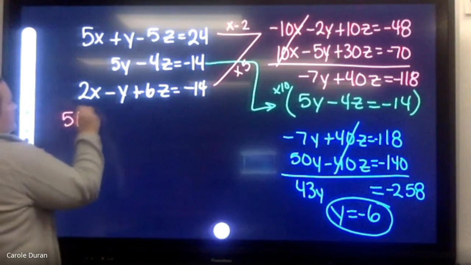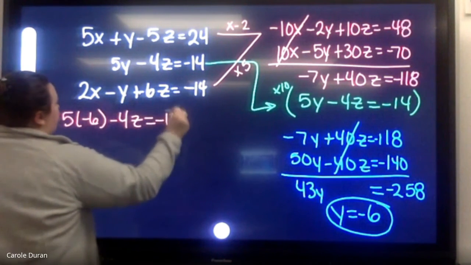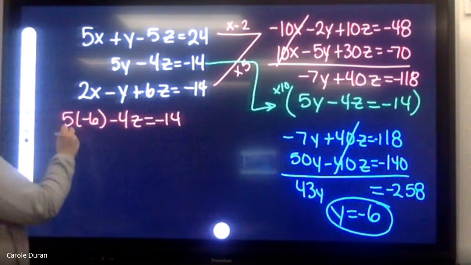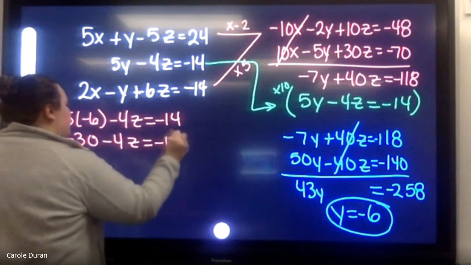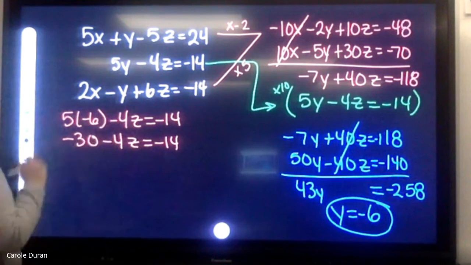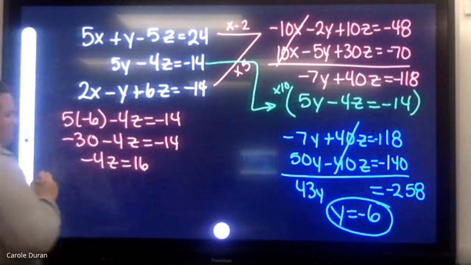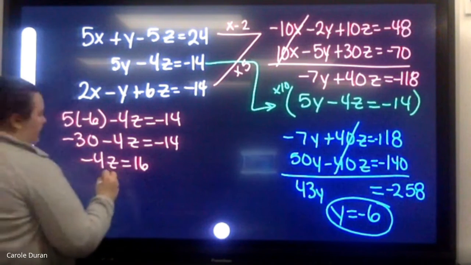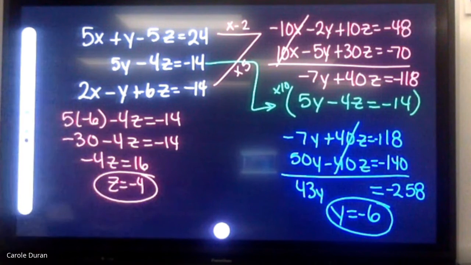I get 5 times -6 minus 4z is -14. 5 and -6 is a -30. Minus 4z is -14. I'm going to add the 30 over. I get -4z equals 16. I divide each side by -4. And I get z equals -4.